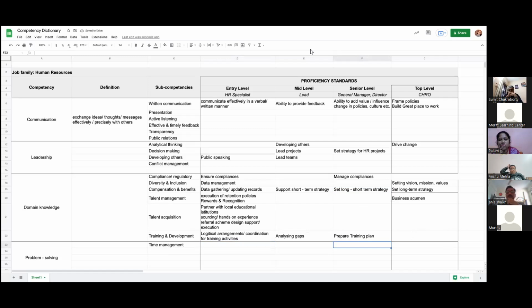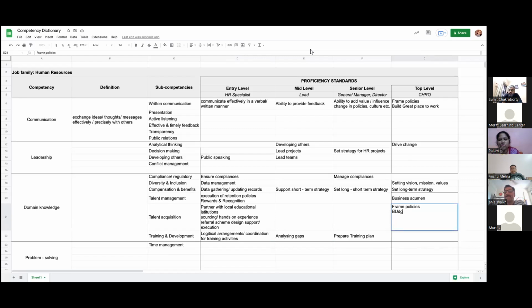Now you go to the CHRO level for domain knowledge. So we can write something over there. Automatically mid level and senior level can be done. Framing the policies will come again right now. And they should do budget management also. Without budget, nothing can be done.